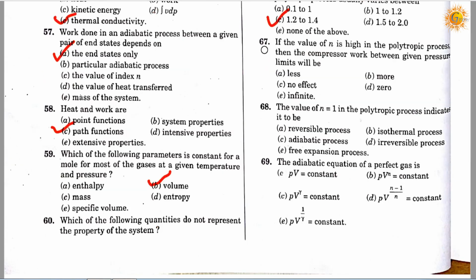Question number 67. If the value of n is high in the polytropic process, then the compressor work between given pressure limits will be option A less, option B more, option C no effect, option D 0, and option E infinite. Correct answer is A. It will be less.